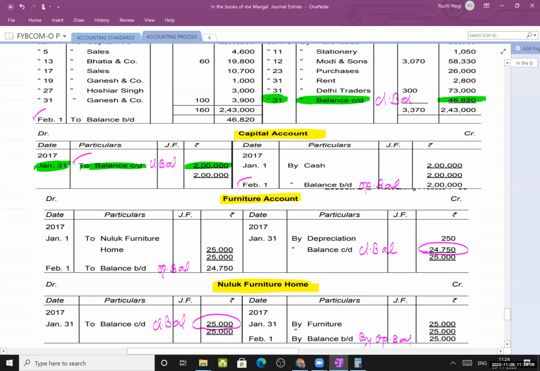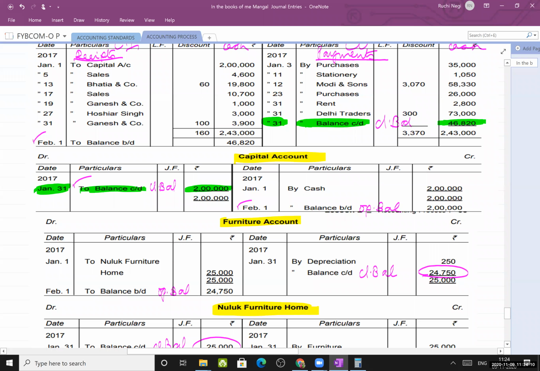Then come to the furniture account. In the furniture account there are 2 entries. One, when you purchase the furniture on 1st January, and second, depreciation. So you purchase the furniture at 25,000 and you charge depreciation 250. So the closing balance is how much? 24,750. When you close the ledger, you will get this balance.